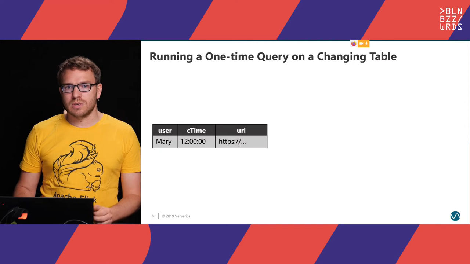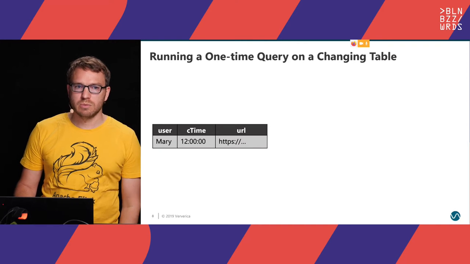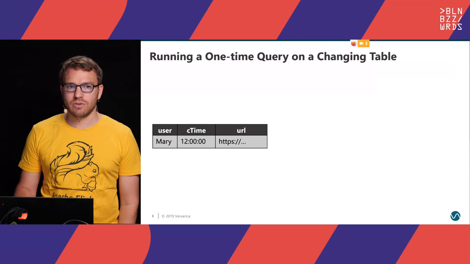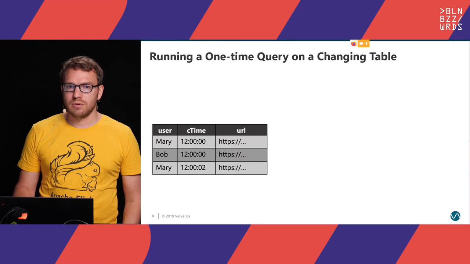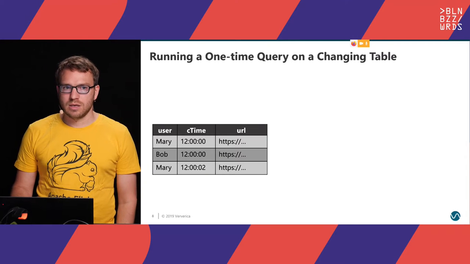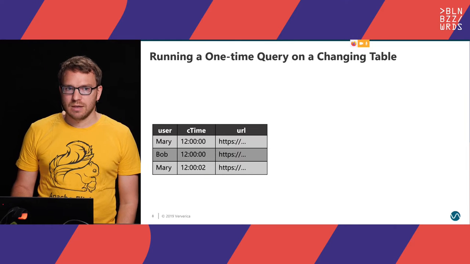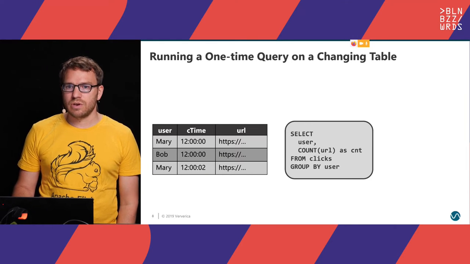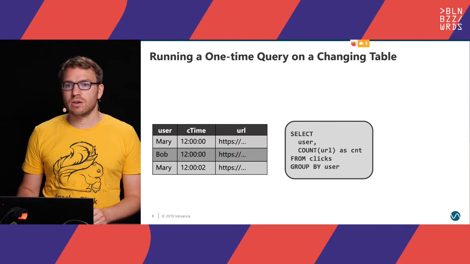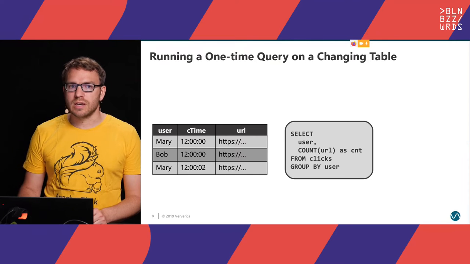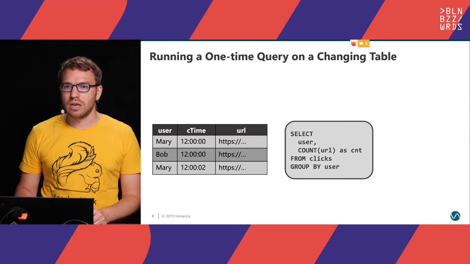So we have this table: user Mary clicks at 12 o'clock noon on some link, then comes user Bob, user Mary again, and at that point in time somebody wants to run a query saying, okay, I'd like to know how often every user has clicked on a link.